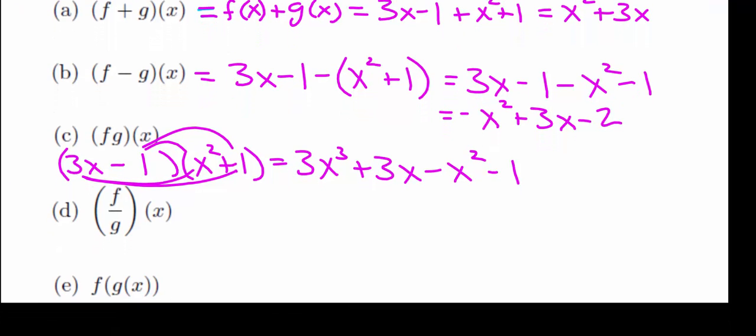Now we've got f over g, so that's 3x minus 1 over x squared plus 1. And that's really all we need to do with it. You could say, well, what about the domain? Normally when we have a variable in the denominator, we're concerned about the domain. But notice this is x squared plus 1. There's nothing that can make that 0.